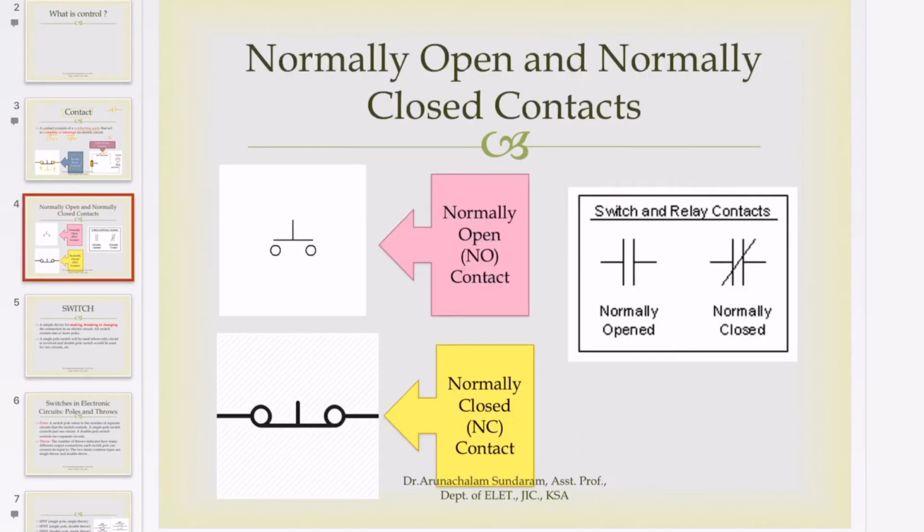Now, for normally open contacts and normally closed contacts, this is the normally open contact. As you can see here, the normal condition is open circuit. The normally closed contact, its normal condition is closed circuit. These are the symbols, normally open and normally closed contact.